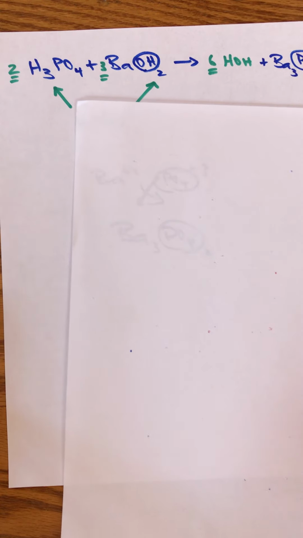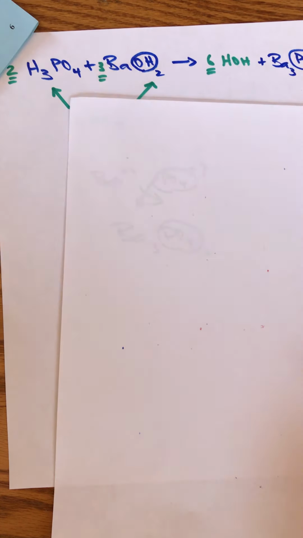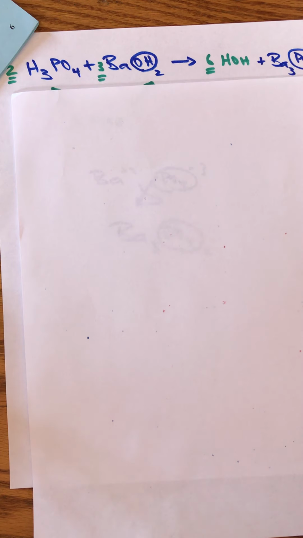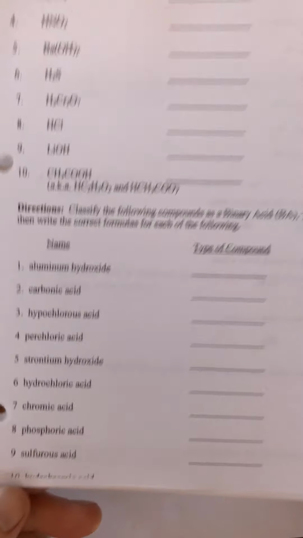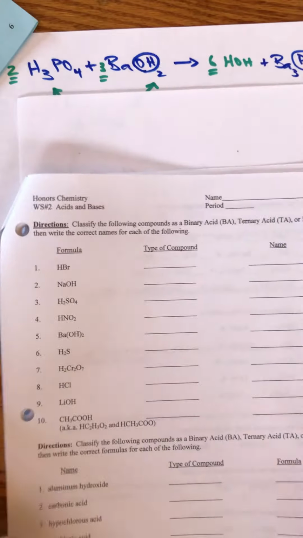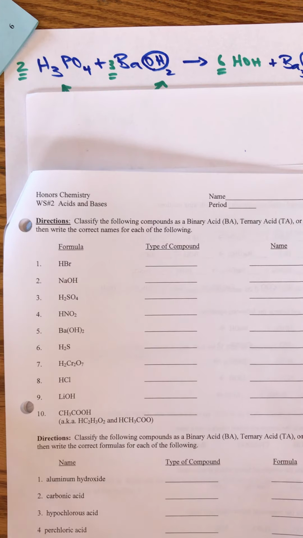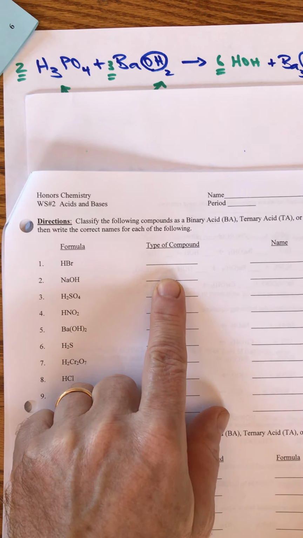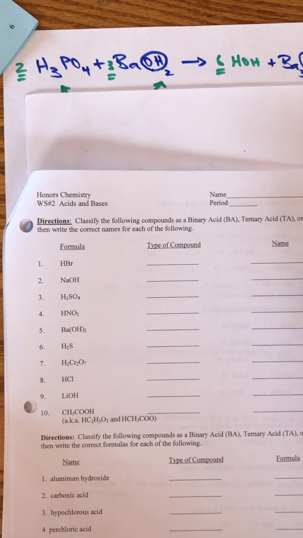Which leads us to tonight's homework. I think I emailed out an electronic copy, but we've got copies out, and this one looks like number 10 got crossed out. I think that says hydrosulfuric acid, but I can't say for sure. So I don't really care if you do that one. But basically, you're going to do worksheet 2, acids and bases. You're going to tell me, is it a binary acid, ternary acid, or a base? And then come up with the name.